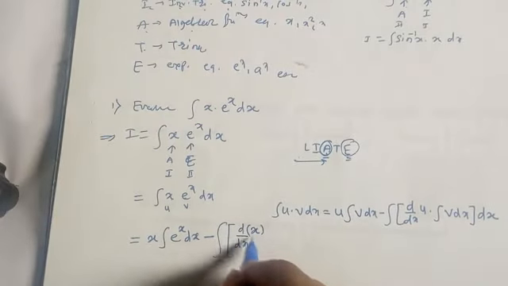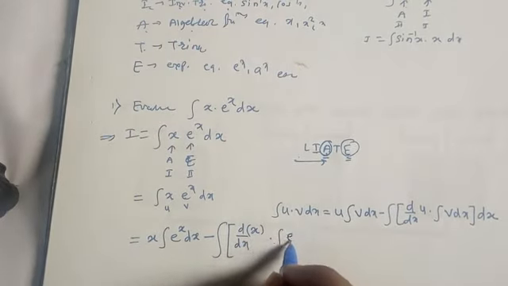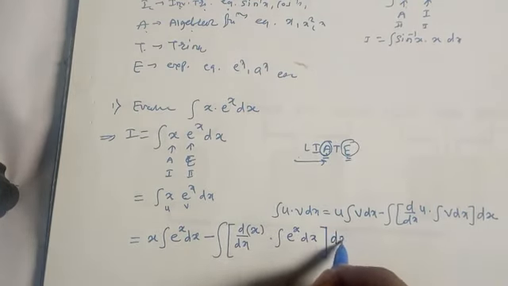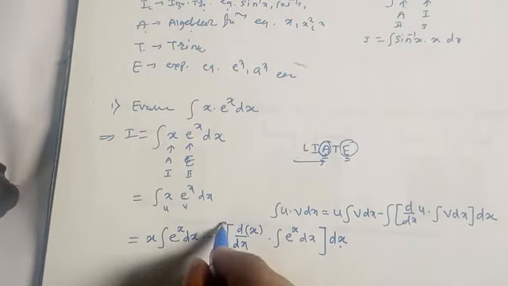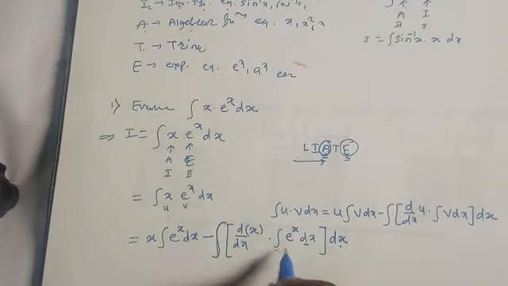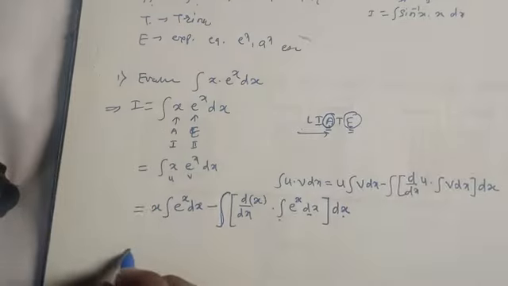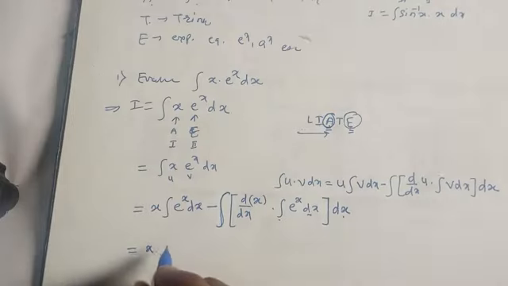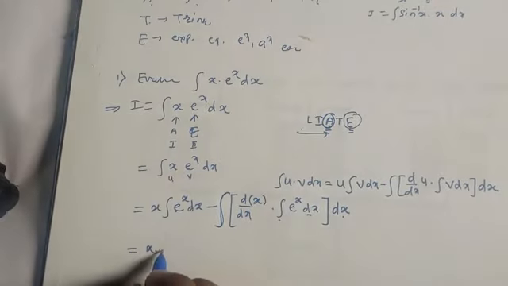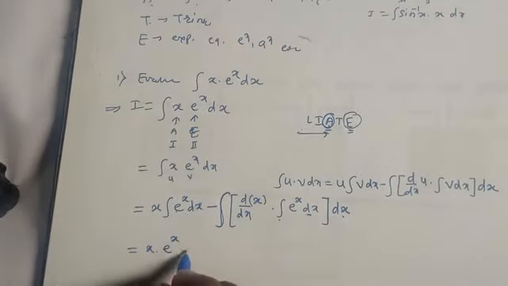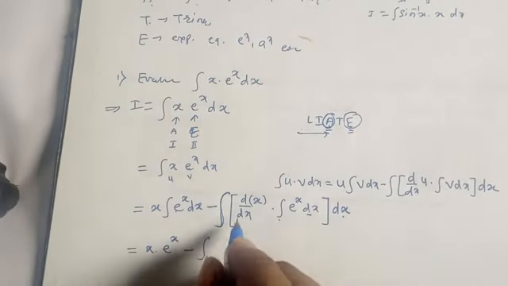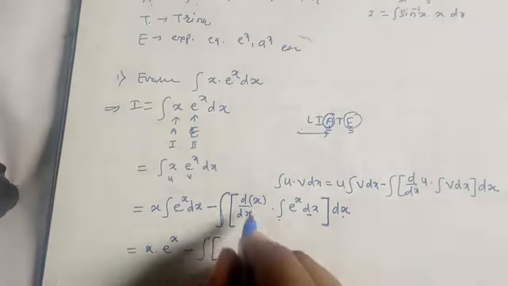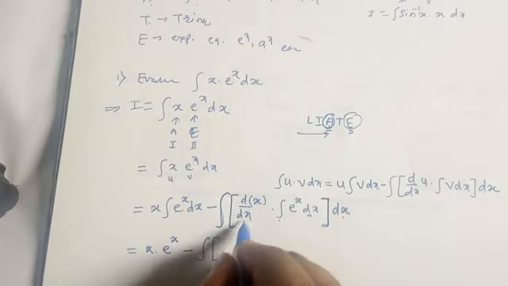into the integration of the second term, that means the integration of e raised to x dx, and the whole bracket complete, into dx. This dx is for this integration, and this dx is for this integration. Now our integration becomes x into the integration of e raised to x. We know that the integration of e raised to x is again e raised to x, minus the integration. First we solve this square-bracketed term.